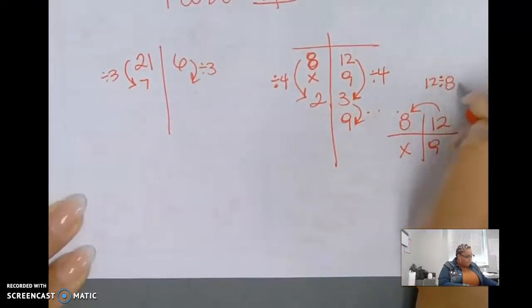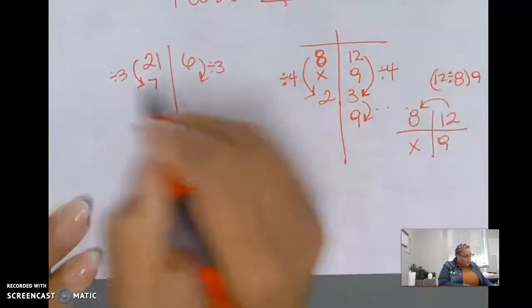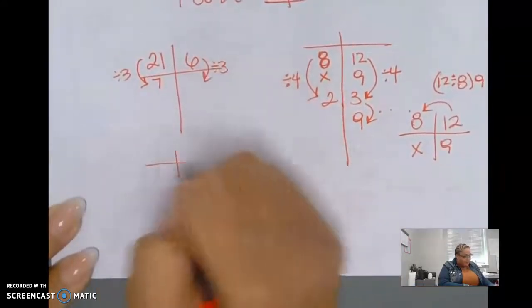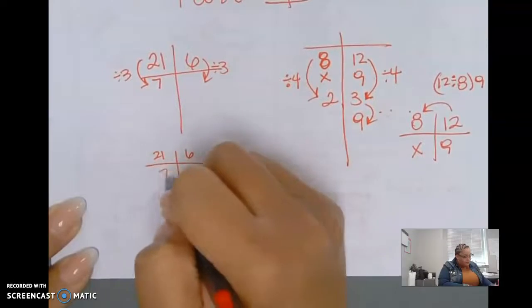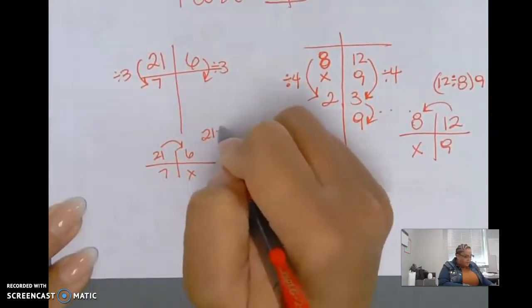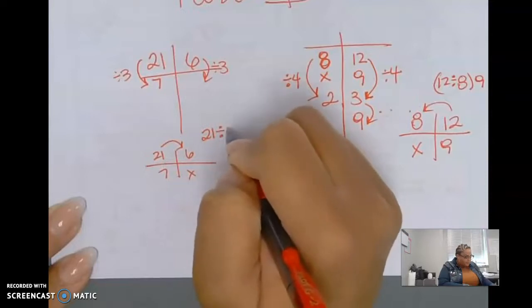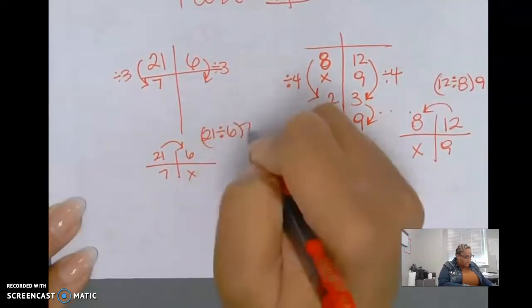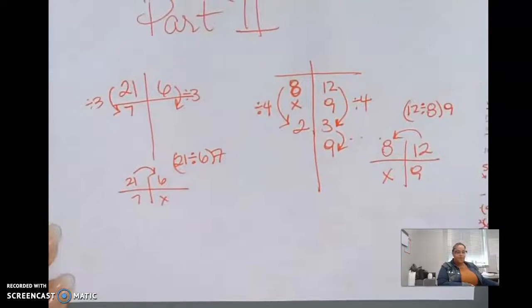8, and then multiply by 9. Same thing up here, 21, 6, 7, x. Divide 21 by 6, and then multiply by 7.